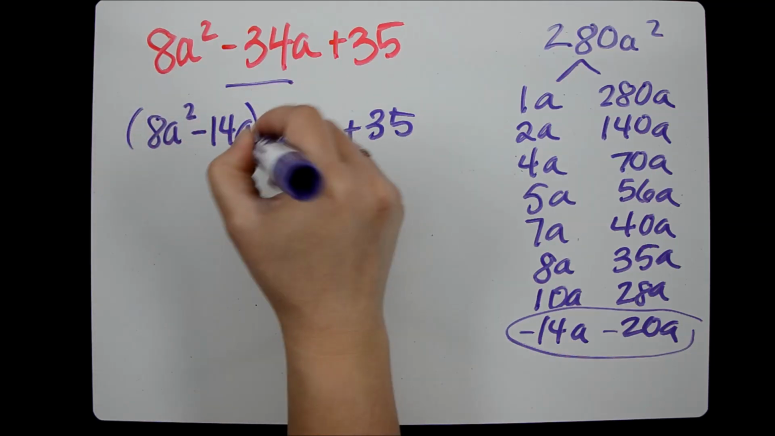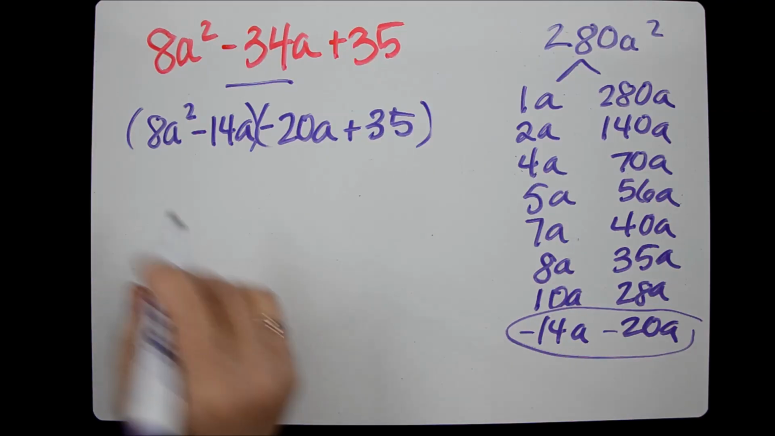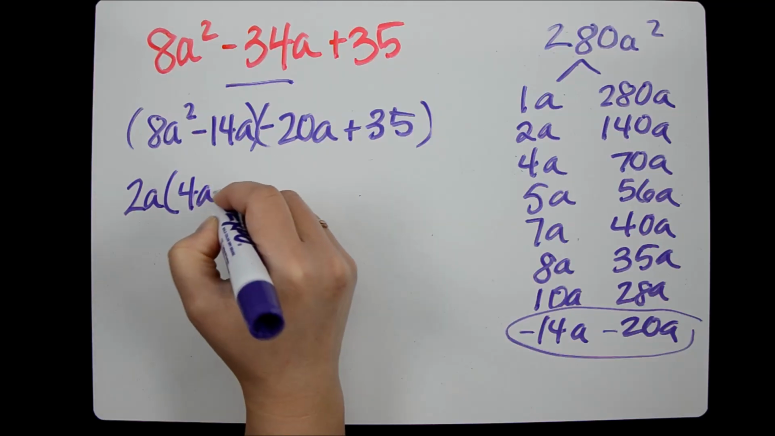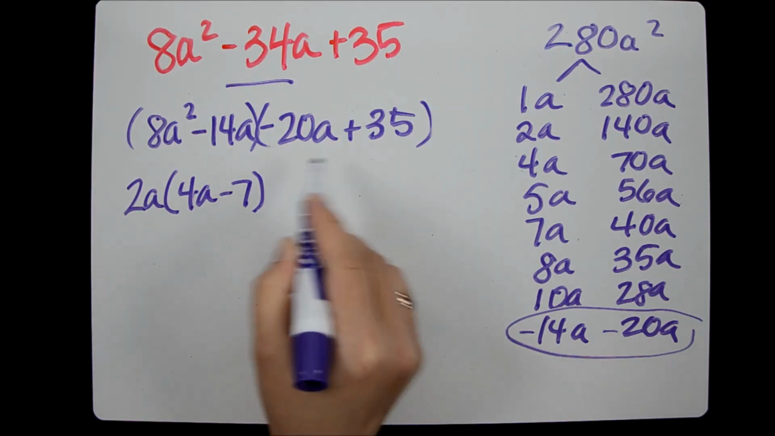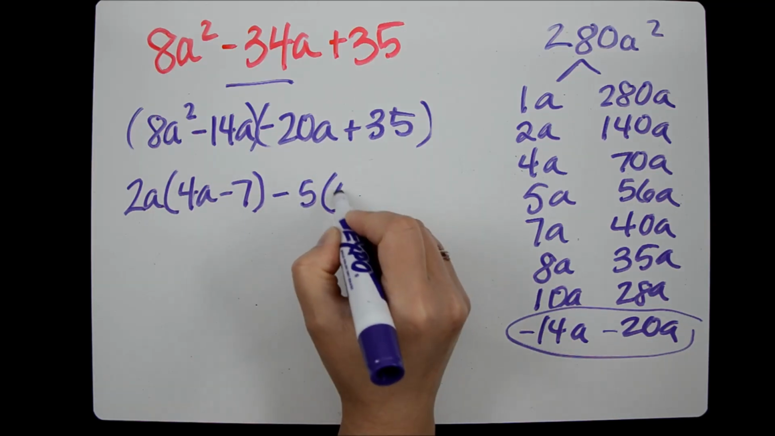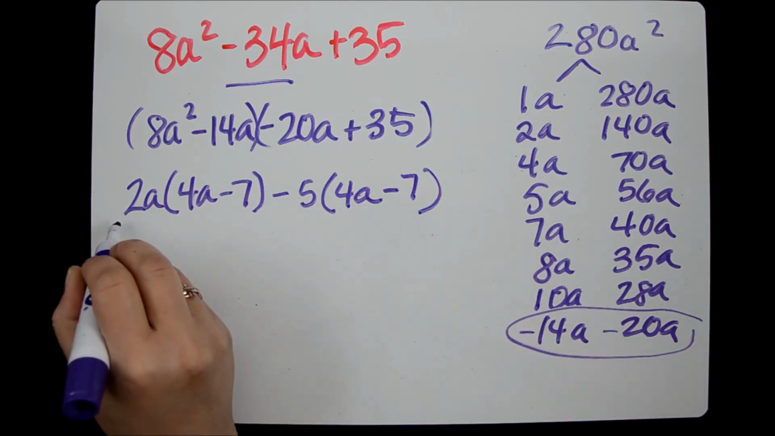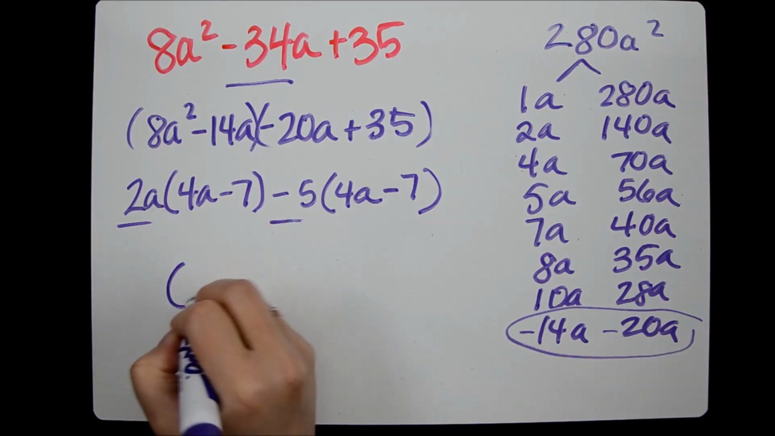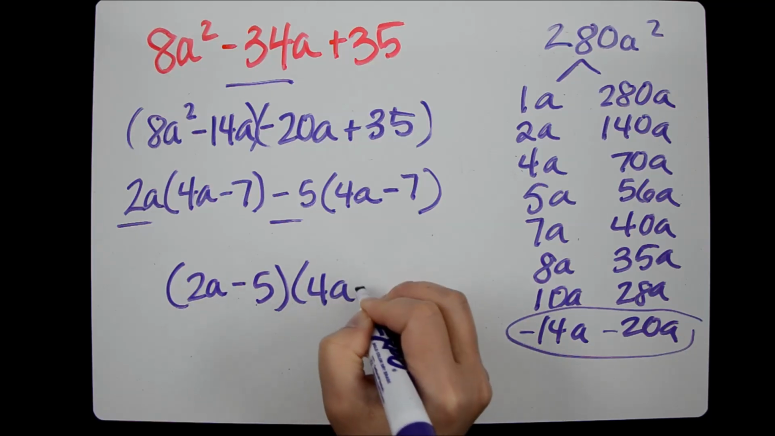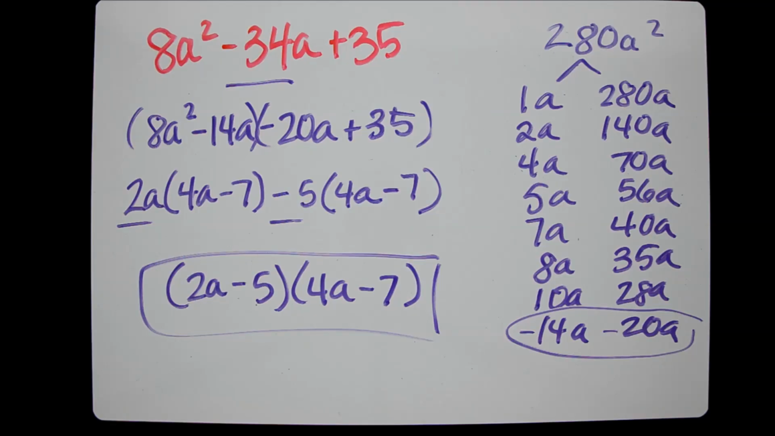We'll group our first two and our last two together, and then we'll factor out the greatest common factor within each binomial. So here I could factor out 2a, and we're left with 4a minus 7. And then here, since our expression begins with a negative, we're going to have to factor out a negative 5. And again, we're left with 4a minus 7. And so let's group our GCFs together. That's going to be one factor, 2a minus 5. And then what we had that was in common is our second factor. And that is how you factor trinomials by grouping.